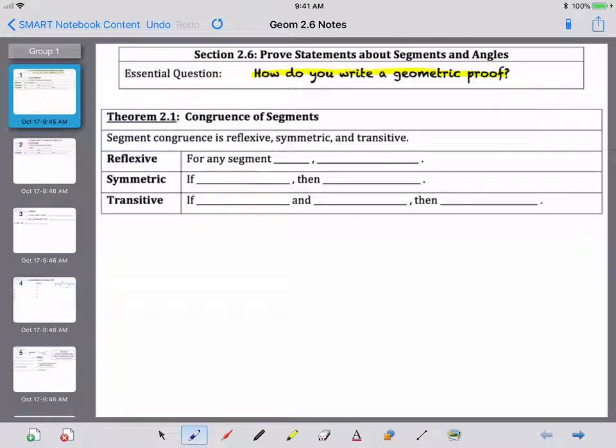So if you have a segment AB, what the reflexive property tells you is that segment AB is congruent to itself. So it's congruent to segment AB. Remember, that's the property that tells you nothing changes. The symmetric property is that flip-flop property. So if you have segment AB congruent to segment CD, then you can flip-flop the order and say segment CD is congruent to segment AB.